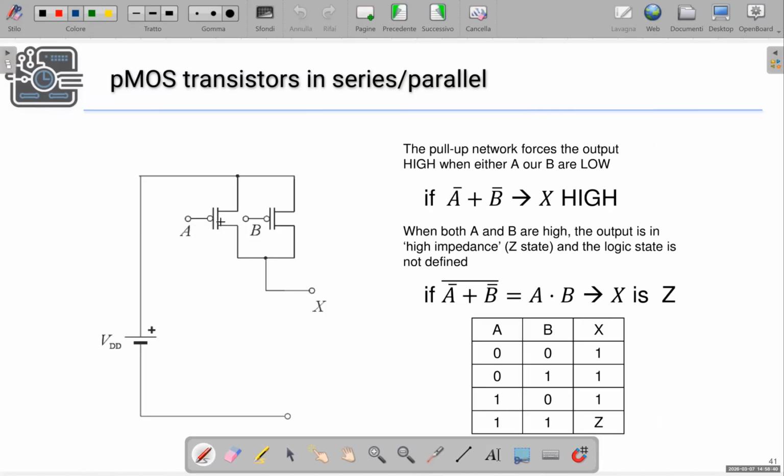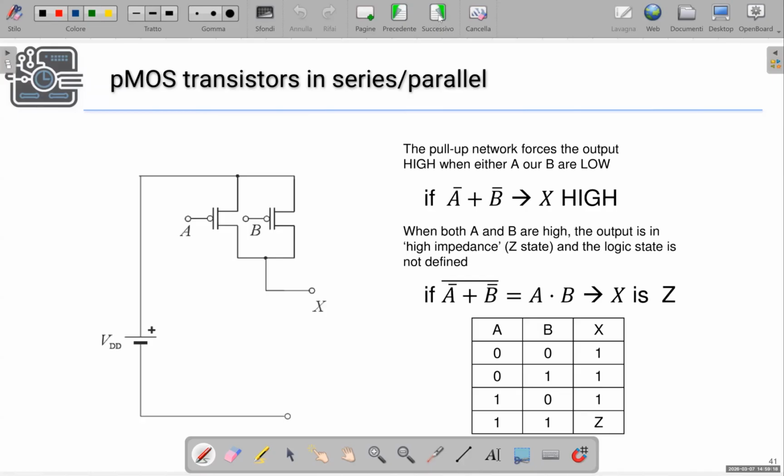Okay? When we have two PMOS switches in parallel, in particular, the pull-up network is active when either one of the two switches is on. That means when not A or not B. When not A or not B, then X is high. In all the other cases, that is basically when both A and B are high, the pull-up network is completely off and the output is disconnected from the supply and is in a high impedance state.